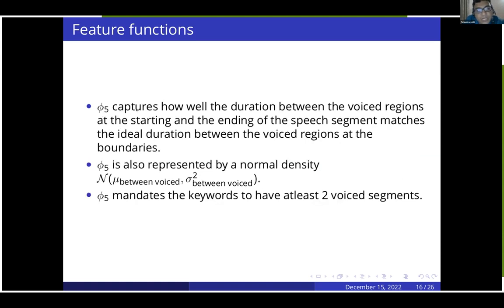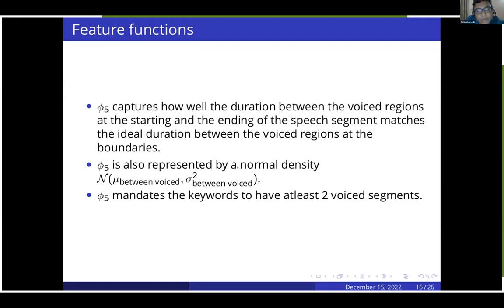Similarly, phi5 captures how well the duration between the voice regions at the starting and end of the speech segment matches the ideal duration between the voice regions at the boundaries. So we expect that there are at least two voice regions in a keyword, and we try to get the duration between the voice regions in the keyword, and we represent this duration again using a normal distribution. This mandates that the keyword should have at least two voice segments. And this is again coming from labeled data.